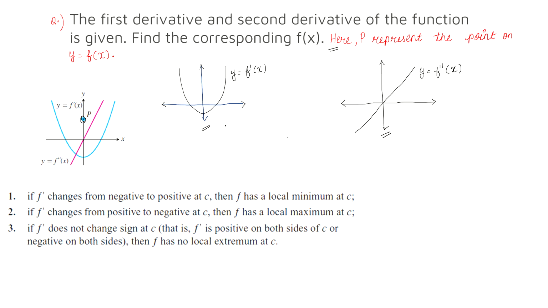Graph of y dash of x will be used to find the region in which the function is increasing, the region in which the function is decreasing, local maximum and local minimum. So this will be the use of the graph of y dash of x. And the graph of y double dash of x will be used to find the concavity of the function. That is the region in which the function is concave up, concave down, and what is the inflection point if there exists any.